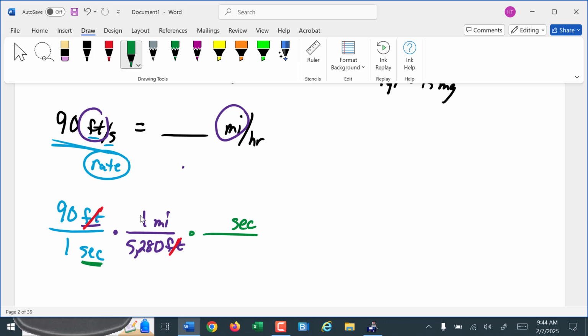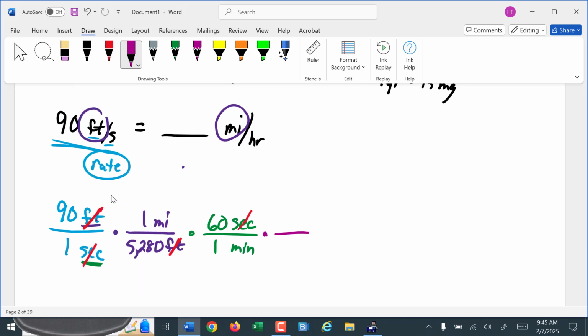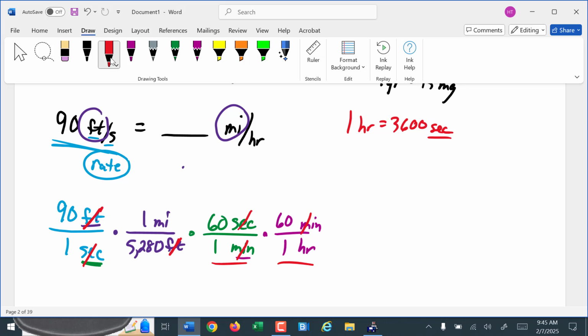Now, we need to get to hours. Probably should go through minutes first. 1 minute is how many seconds? 60. So the seconds cancel out. We still have to get rid of minutes. Now, again, minutes are on bottom, so to cancel them, we put them on top. 1 hour, of course, is 60 minutes. This is one that comes up often enough that I just have memorized 1 hour is 3,600 seconds. So that way I don't have to go through the 2 steps of converting it. I can just go straight from seconds to hours.